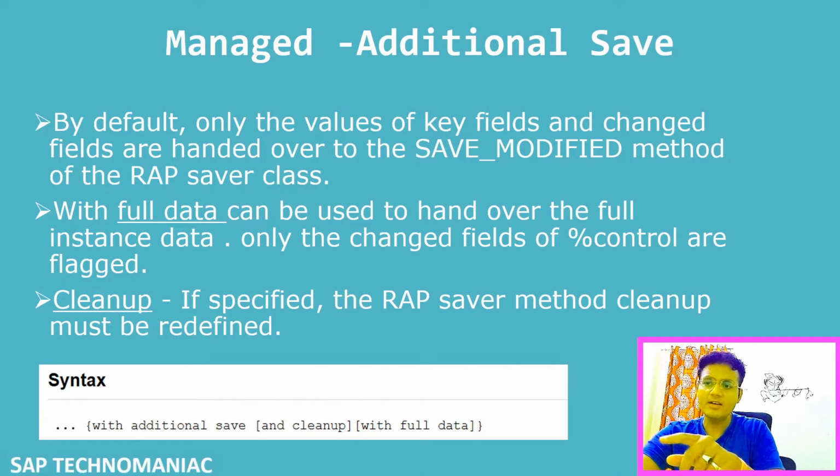Apart from that, we have cleanup as well. After the save is done, if I want to perform some cleanup activities, I can do that in the cleanup method. As soon as you define cleanup with additional save, you have to implement one additional method called cleanup, which will be called after the save happens.